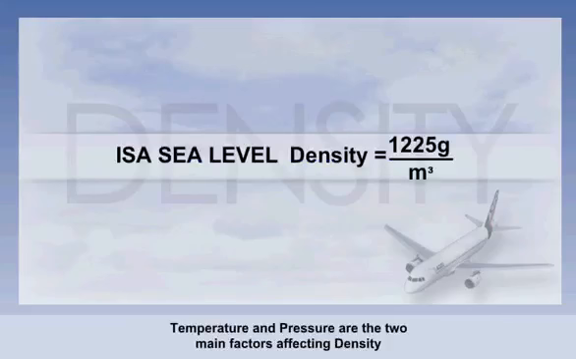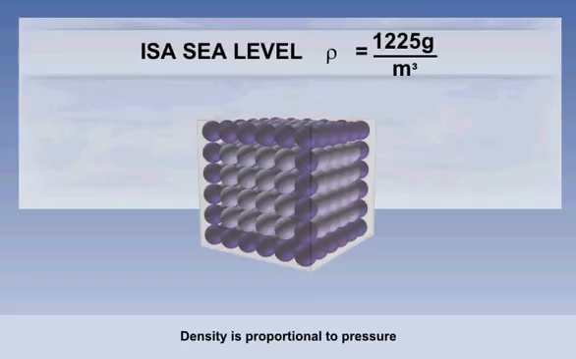Looking at the diagram, we can see the density formula. Notice that in the formula, we replace density with the Greek symbol rho. We'll now look at how the variables of temperature and pressure affect the mass or volume, and therefore the density. Let's first look at how pressure can change density.